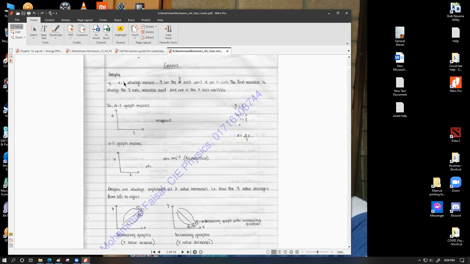Y versus x means, whenever we describe a graph we always say some variable versus some variable, for example force versus extension, pressure versus area, mass versus volume. For y versus x, it always means y is on the y axis and x is on the x axis. The first variable is always on the y axis and the second one is the x axis variable.